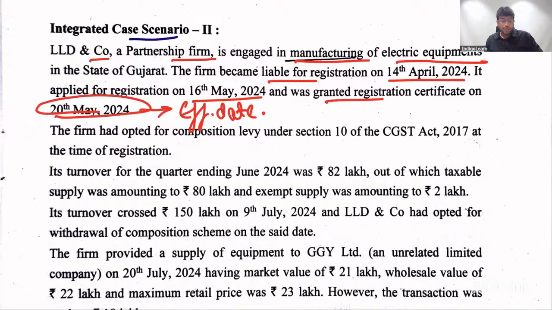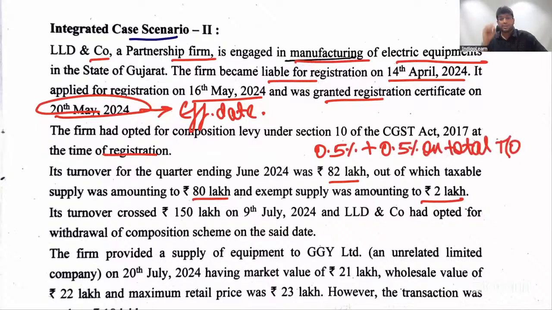And the firm has opted for composition levy under section 10 at the time of registration. And the turnover for the quarter ending June was 82 lakhs. Taxable is 80 lakh, exempt is 2 lakhs. So what? Since you are a manufacturer, you are required to pay GST at the rate of 0.5% plus 0.5% on total turnover. If you are a trader, you will pay only on taxable turnover. But if you are a manufacturer, you will pay 0.5 plus 0.5 on total turnover.